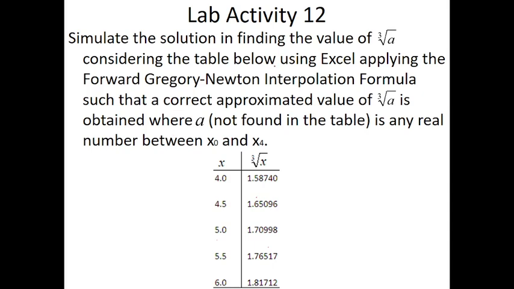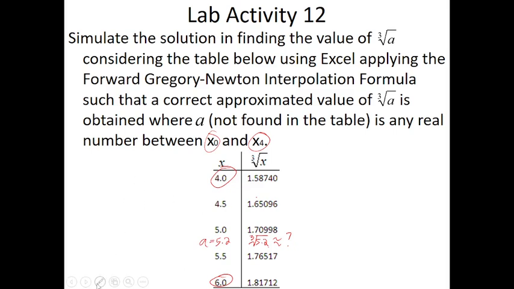Okay, considering the table below using Excel, applying the forward Gregory-Newton interpolation formula such that the correct approximated value of cube root of a is obtained, where a is any real number. It can be decimal, it can be whole number, between x sub 0 and x sub 4, between 4 and 6. So it should only be between 4 and 6. So what is the approximated value of the function, value of cube root of a, no? Let's say 5.2. What is the approximated value of cube root of 5.2, applying the forward Gregory-Newton interpolation formula? Okay? So let's answer.